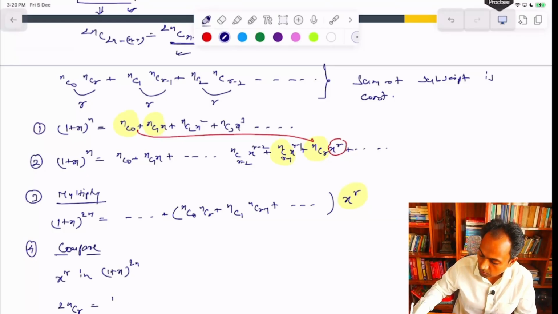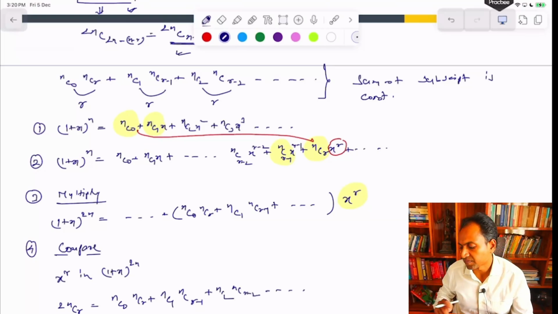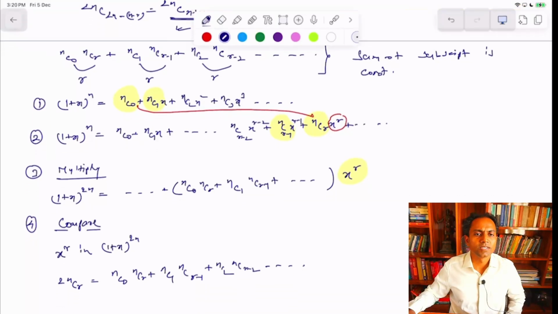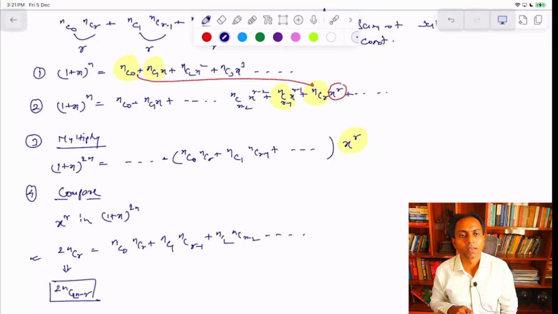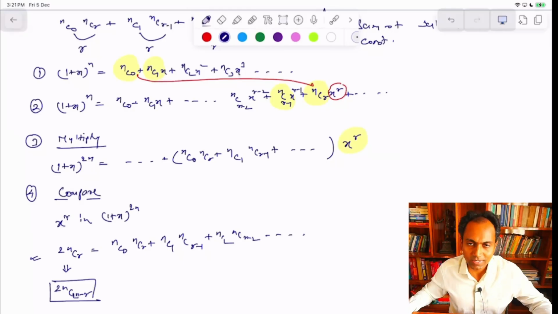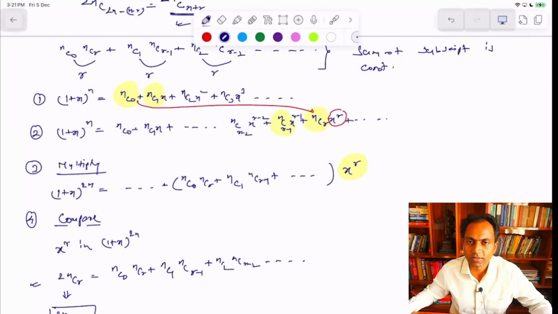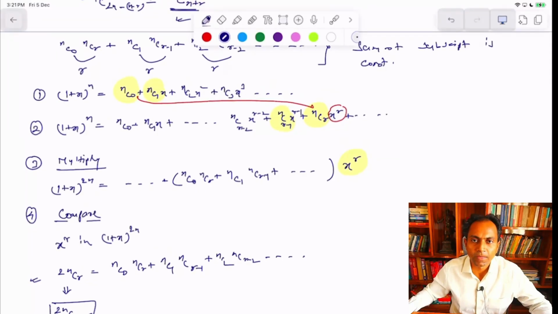And we know that this would be equal to nC0 into nCr, nC1 into nC(r minus 1), nC2 into nC(r minus 2), and so on and so on. So you can see that this is a standard result that we can write. We can write it like this also, and if we apply nC(n minus r), it can be written like this also. It does not matter. This is easy to remember. So two special cases. One is what happens when the difference is constant. Second, what happens when the sum is constant.